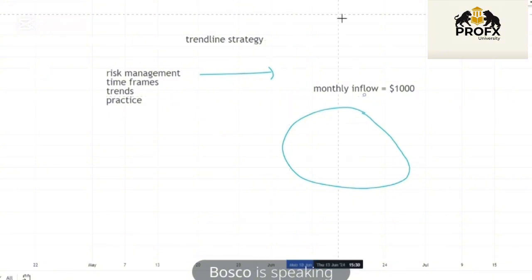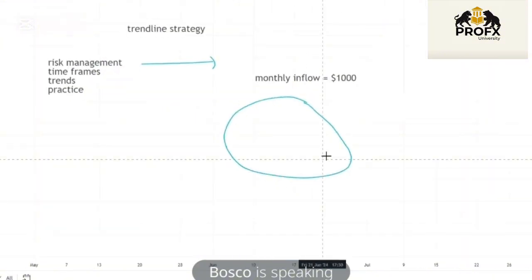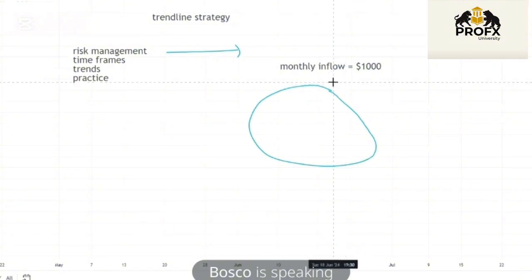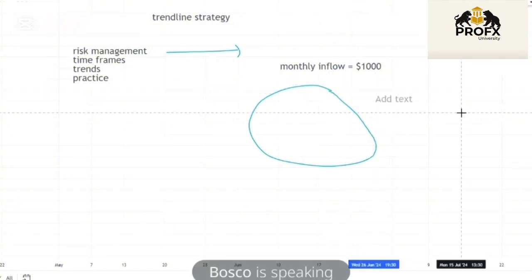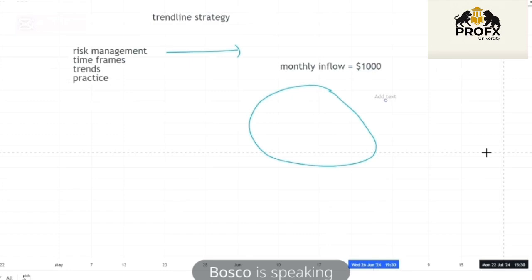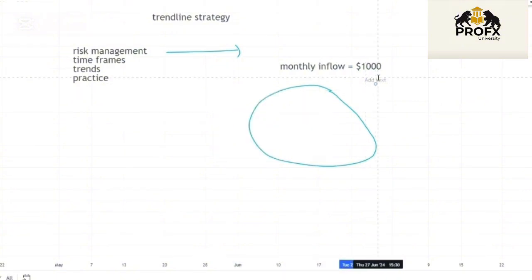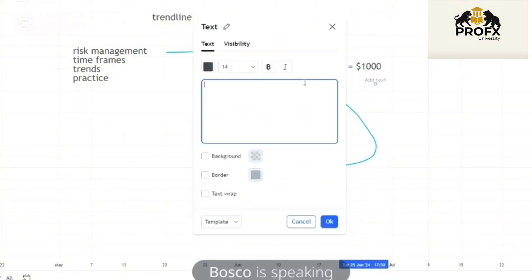So it's always important that before you start trading, you learn how to manage your risk and how to manage your money. Let me give you an instance. Let's just call this 100%. 100% inflow is what? It is $1,000.